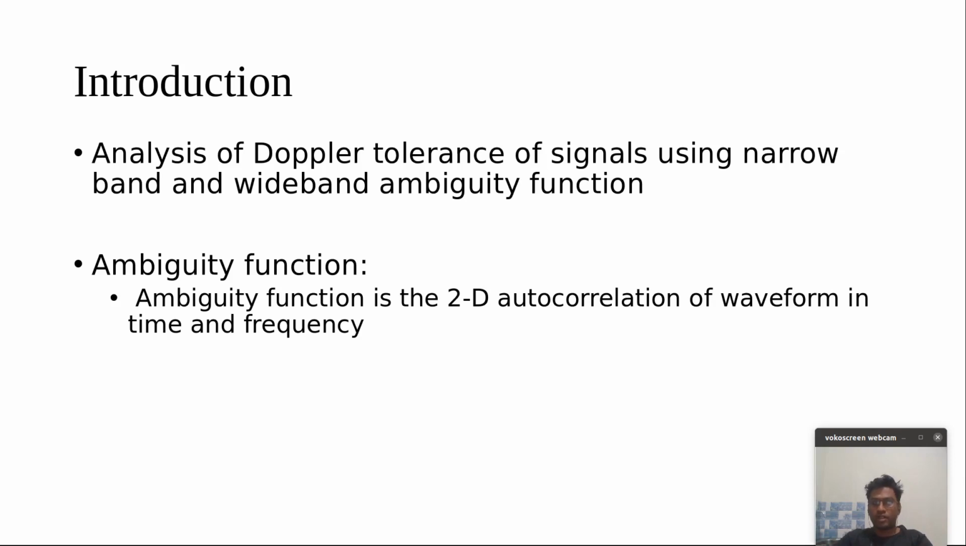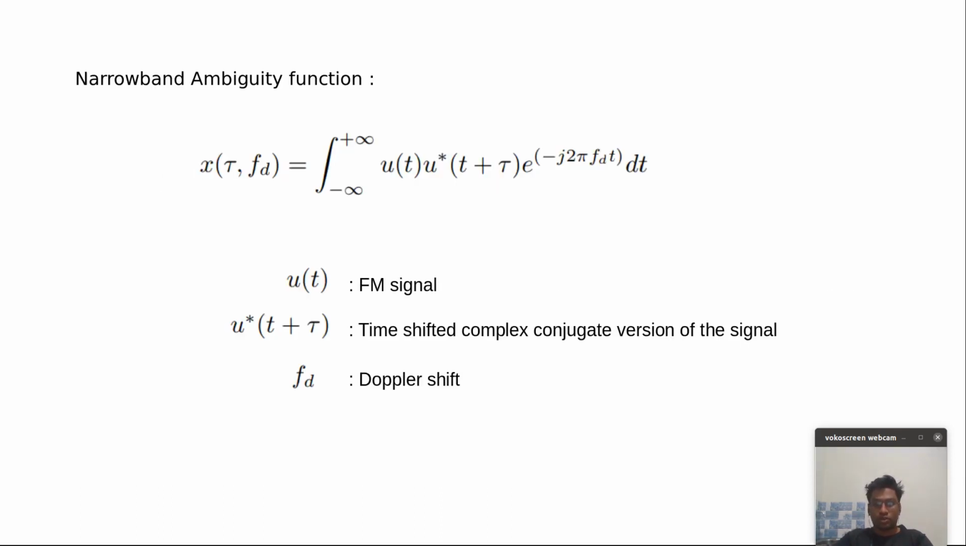We will be dealing with four kinds of signals, frequency modulated signals, that we will discuss later. Let us discuss the narrowband ambiguity function definition. So this is the narrowband ambiguity function definition. u of t will be our signal, and f_d will be the Doppler shift.